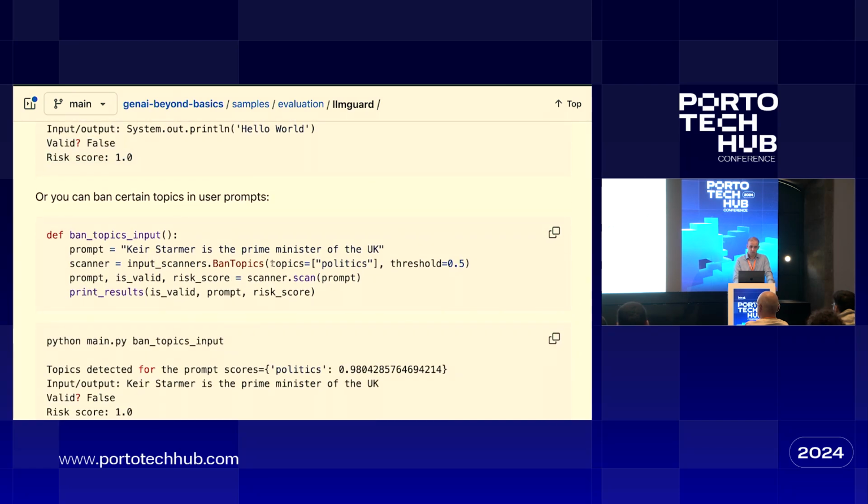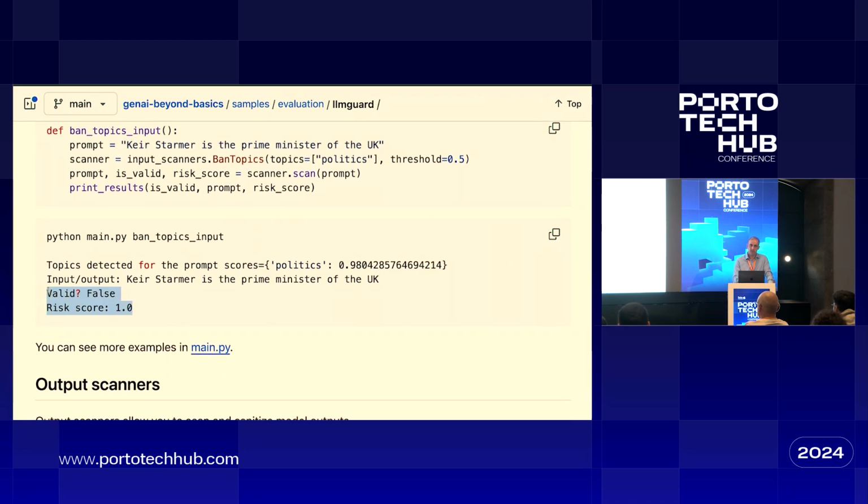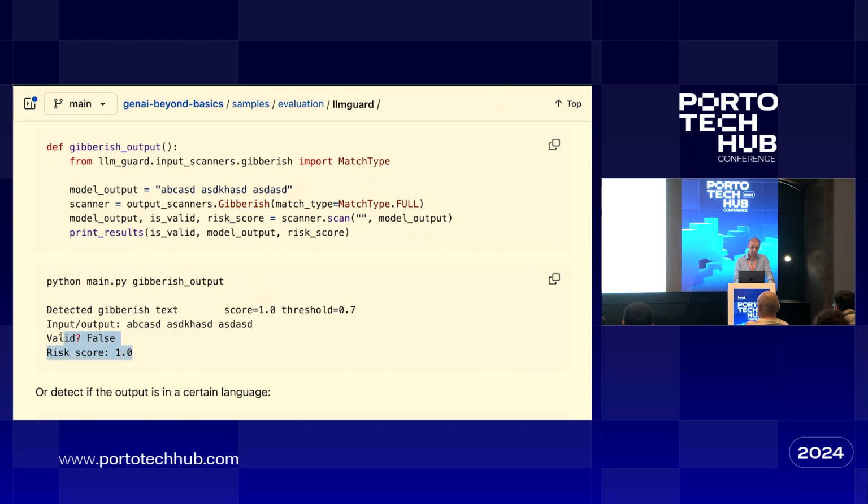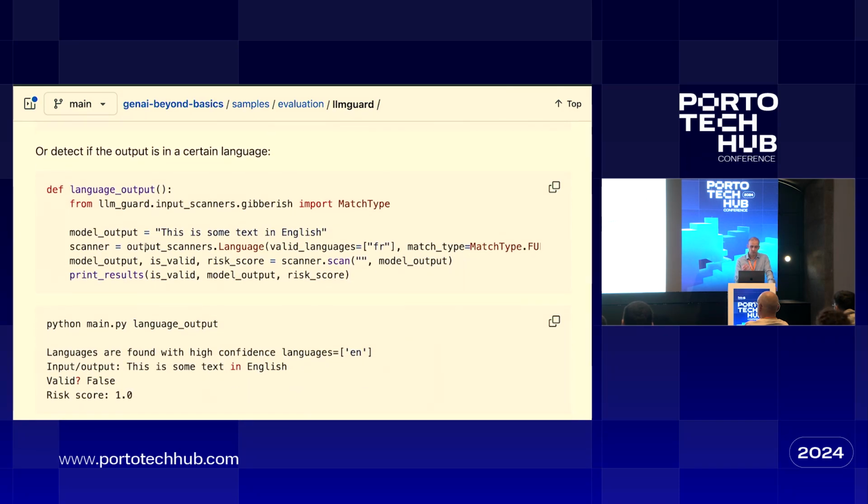You can do things like topics. You can ban politics, for example, if you like. And if you pass in something like, Starmer is the Prime Minister of the UK, then you will get a response saying, oh, this is not valid. You can do similar things with the output scanners. Let's say your LLM sometimes gives you gibberish, just says nonsense. There's a gibberish scanner on the output where you can see whether the output has gibberish. Or let's say your LLM should only answer in French, but then there's an output in English. You can prevent that and say, okay, if the output is not French, then fail the output.